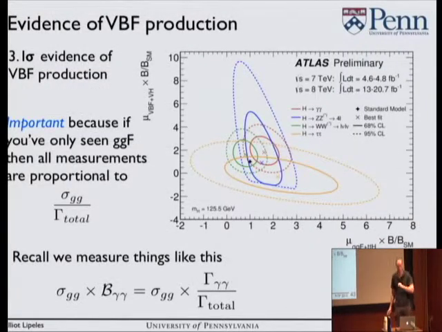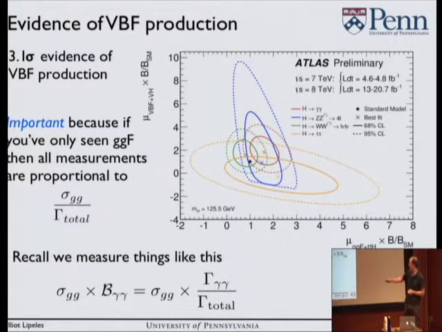Okay. So the first big combination you want to do when you put all these things together is, do we actually know that we're seeing VBF signal? And the answer is that right now, ATLAS by itself gets 3.1 sigma. CMS is pretty similar, evidence for VBF production. So we're pretty sure we're seeing VBF production at this point.